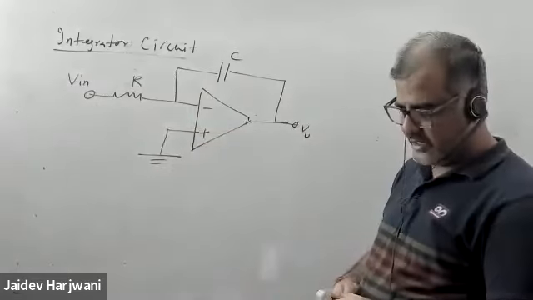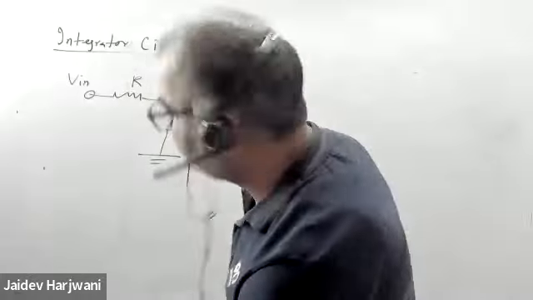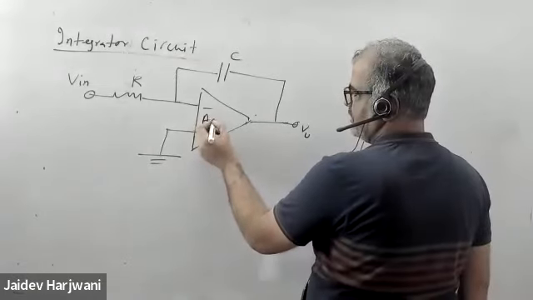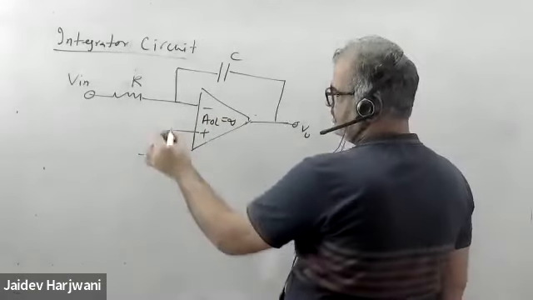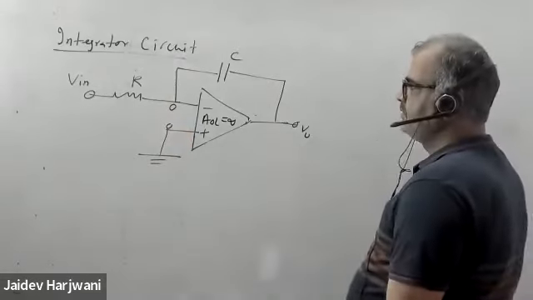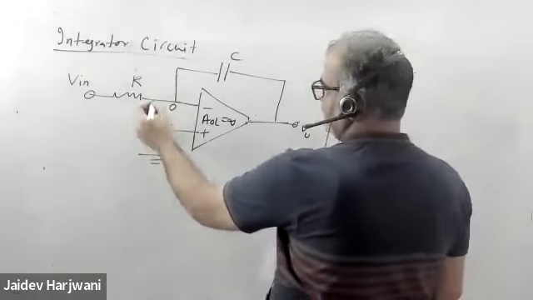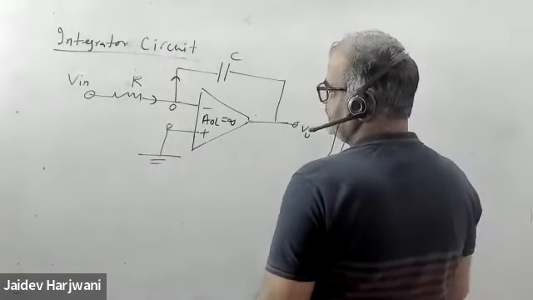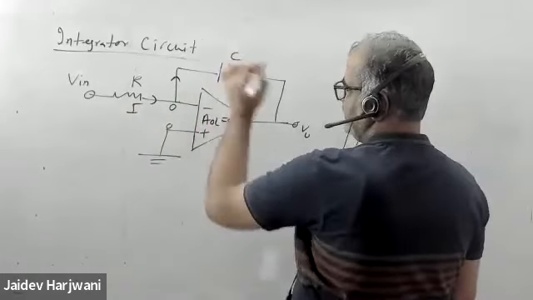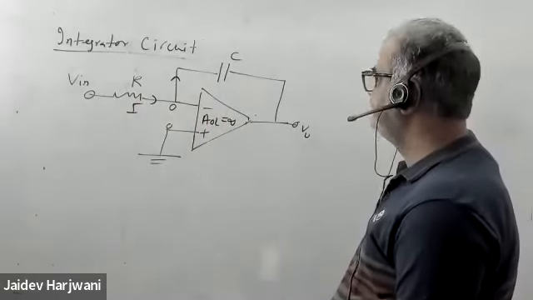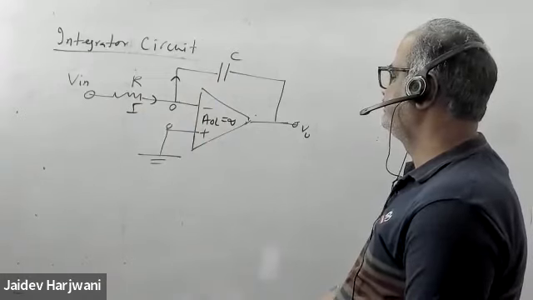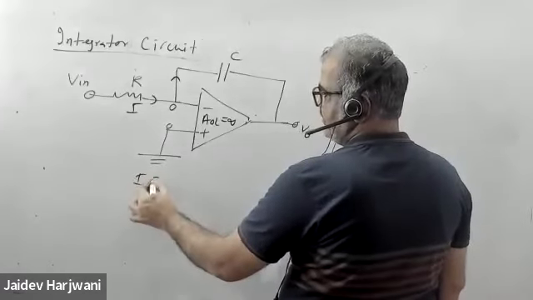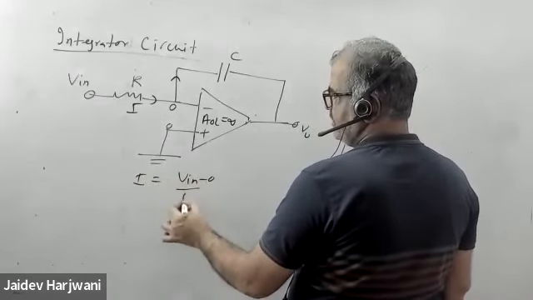Solve the circuit. Tell me what will come if I solve this one. Consider this is ideal. So if it is ideal, this is 0, and automatically this is 0. So now current is going like this. Okay, so what can I write? कैपेसिटर ऊपर लेना है अब. हाँ ऊपर लेना है, लूप में लेना है. So what will be I? I will be simply V input minus 0 upon R.